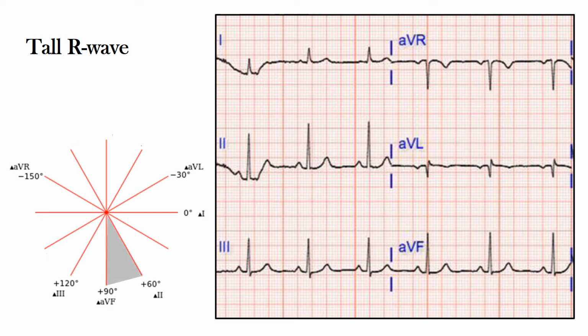Lead 2's R wave is slightly taller, so we can infer that the MEA is slightly more parallel to lead 2 than it is to lead AVF.